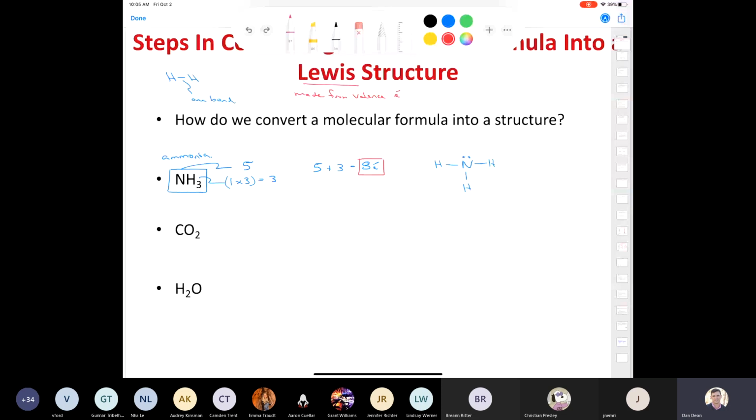Now, what about the nitrogen? The nitrogen has 1, 2 electrons, 3, 4, 5, 6, 7, 8. What's the closest noble gas to nitrogen? Neon. And so now nitrogen's valence shell is full. It has a complete octet. Okay? It has the same number of electrons as neon does.